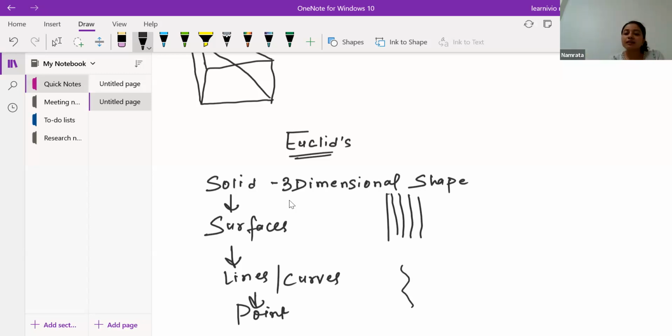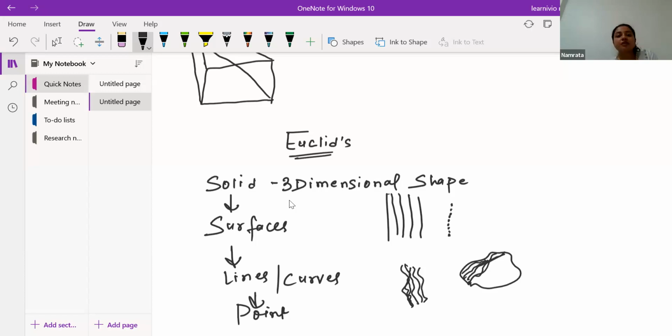Even if you take this curve, this curve, this curve, and bind them together, again you will have a surface, right? If this type of solid is there, then it is made up of this type of lines. So it can be made up of a straight line or a curve. Now these curves are made up of points. When points are joined together, we get a line or a curve.